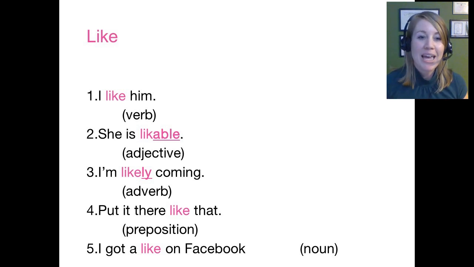And what we're going to look at today, if you look at numbers 2 and 3 on this screen, is this derivation process, the affixation. So what happens when I add -able to like to create likable? What happens when I add -ly to like to create likely? And that's what we're going to discuss today.